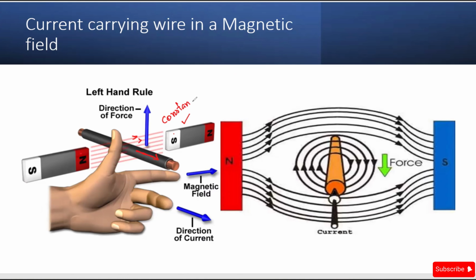This is a constant field, and this field is because of the bar magnet. Secondly, when there is a flow of current through this wire, of course we will also have a magnetic field around this current carrying wire. So there are two fields, and they will interact with each other.